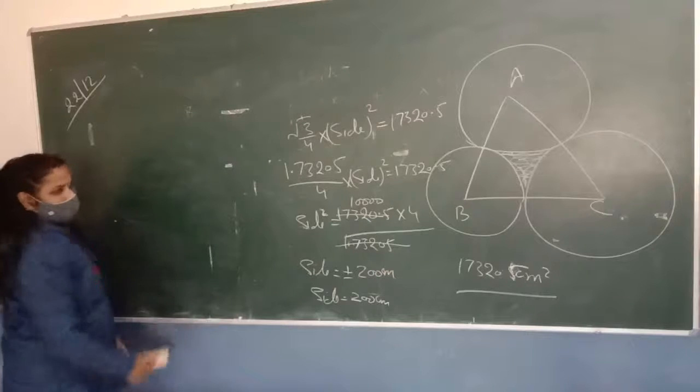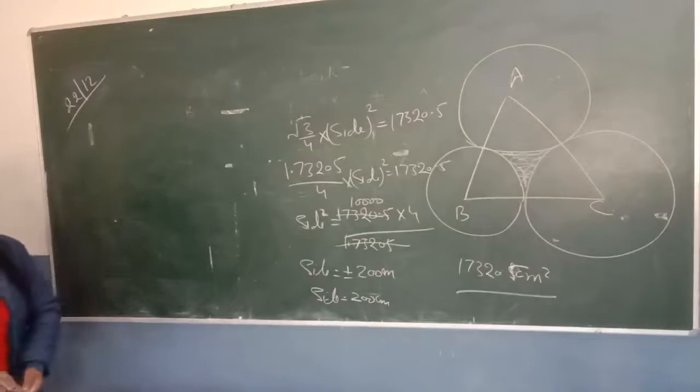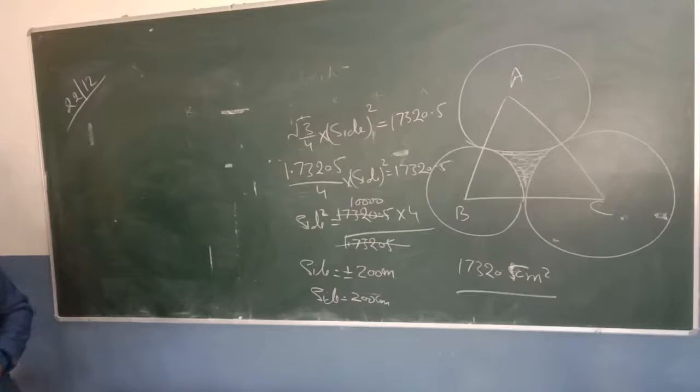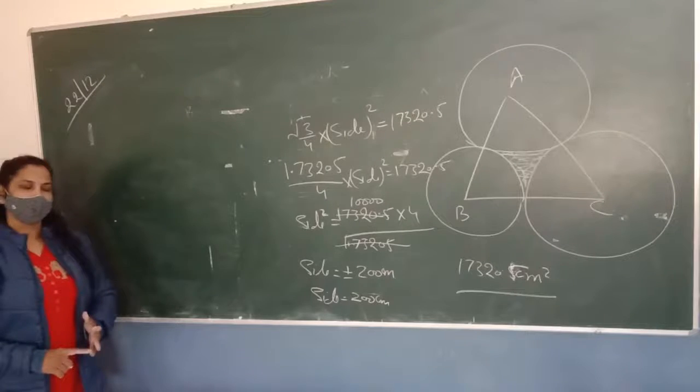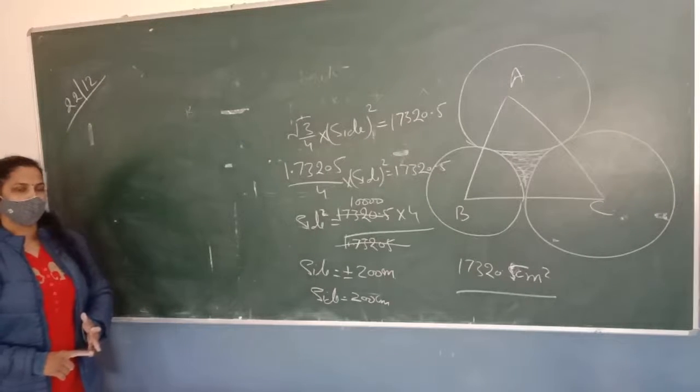This is the side of the equilateral triangle. Now, 60 triangle. Then this semicircle is a sector of it, and the radius of the sector is side upon 2.